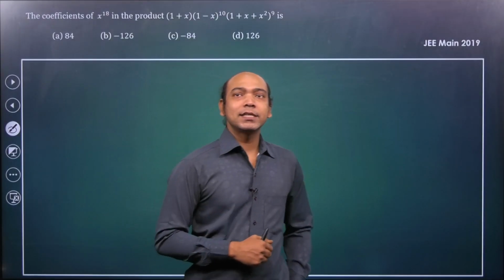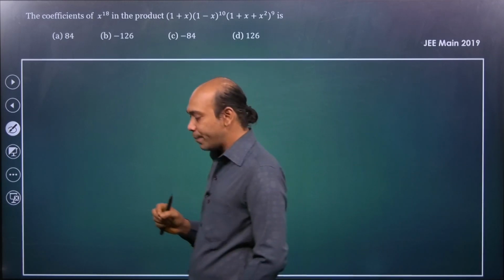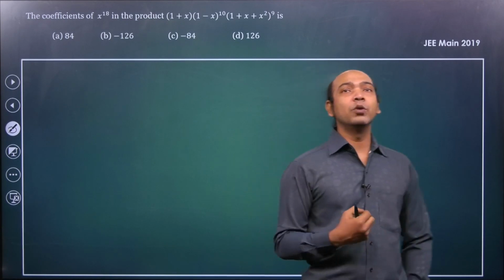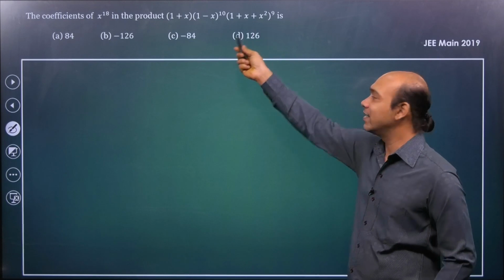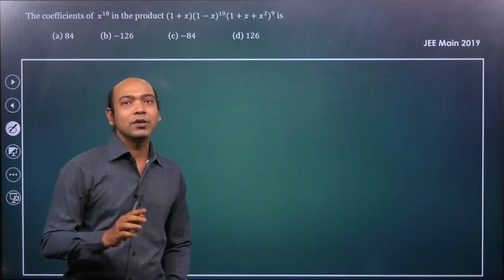Hi all. For this particular problem, we need to find the coefficient of x to the power 18 in the given expansion, okay? Now, we have to apply the binomial coefficient. We have three terms, but we can manipulate this function a little bit. So, let's do that, okay?